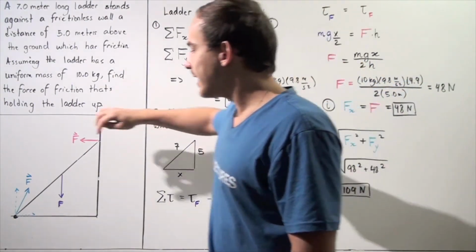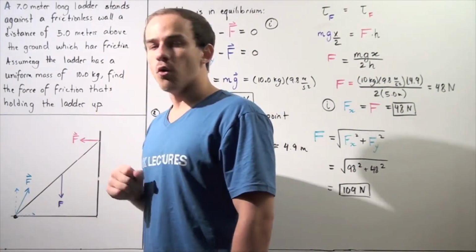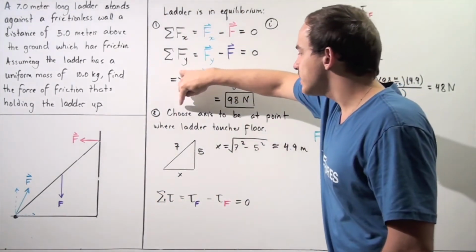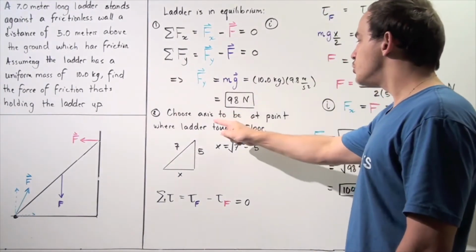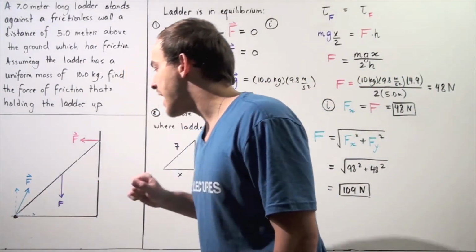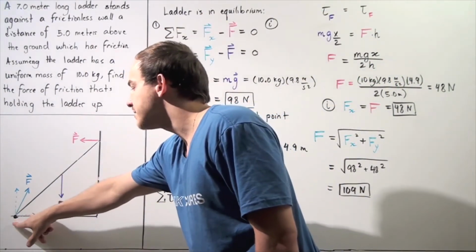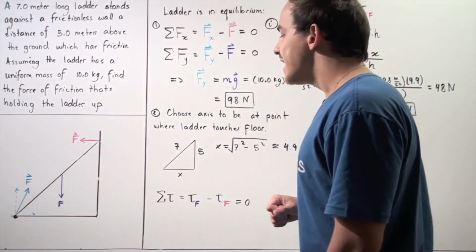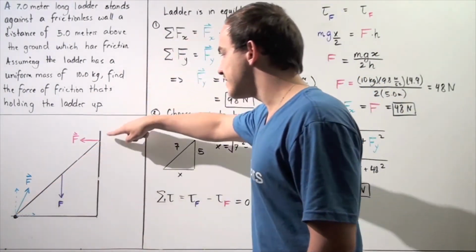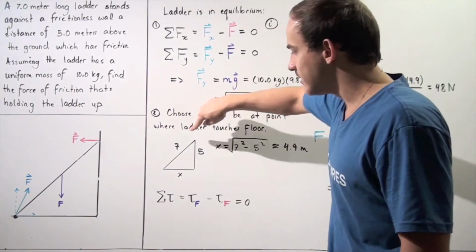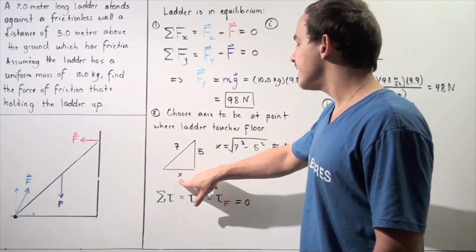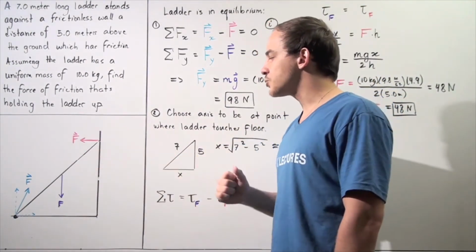Now let's try to find our x component force of the force of friction. And to do this, we have to use torque. So we basically choose the axis of rotation to be at the point where the ladder touches our floor, our ground, which has friction. So we choose this point to be our axis of rotation. Now let's find what this distance is. So we know that this distance, our hypotenuse of the right triangle, is 7. We know the height of the right triangle is 5. And we want to calculate what the base of our right triangle is.